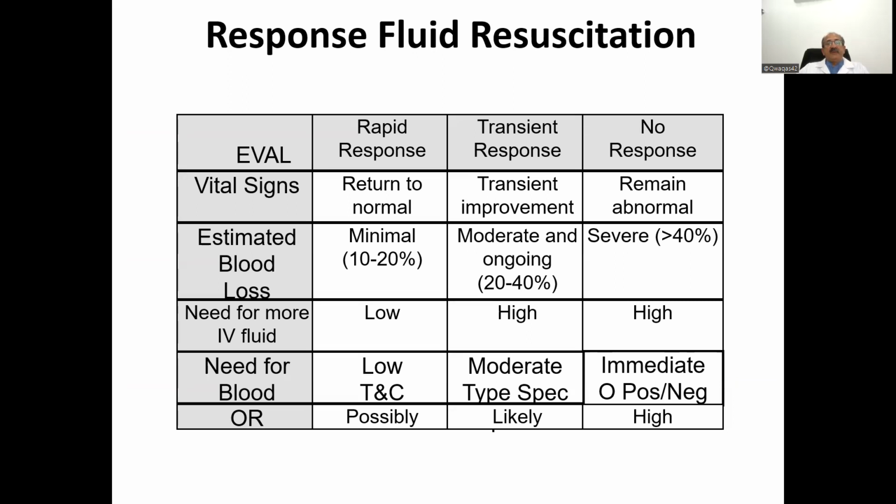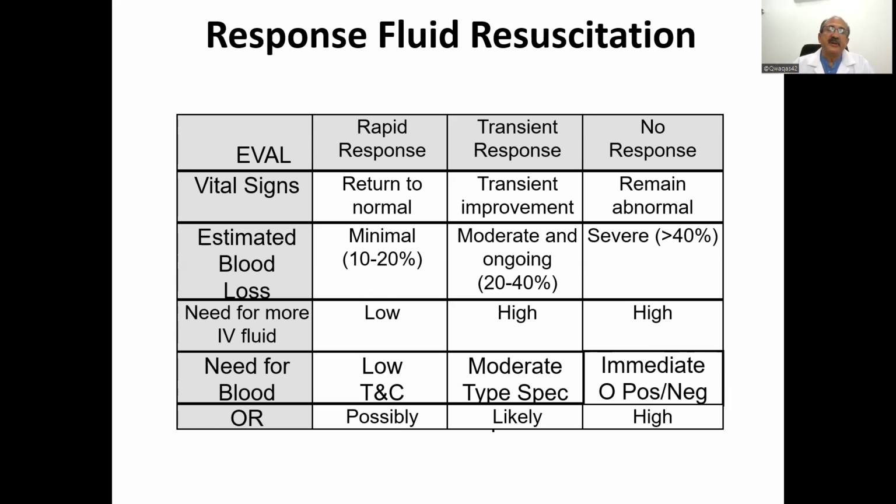So to start with, we have to see the response to fluid resuscitation, in which we have to evaluate vital signs and estimated blood loss. There are 3 categories. One-third in which you get a rapid response, another one-third in which there is a transient response, and the last category in which we don't have any response.